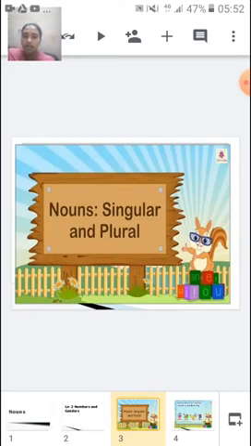Numbers are nothing but singular and plural. In nouns, when a collection of objects are given, we just classify them under two categories, namely singular and plural. So how do we categorize them based on the numbers? It is singular and plural. Okay.